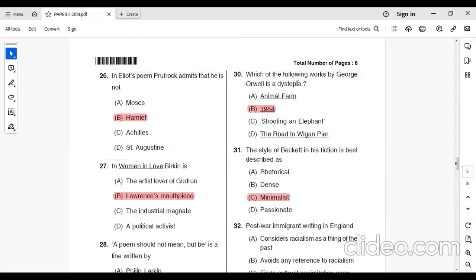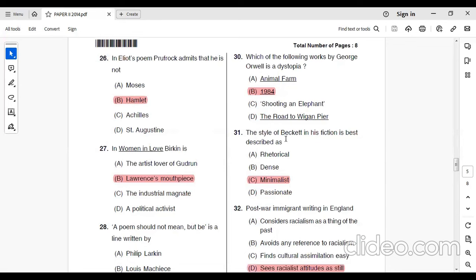Now, question number 30. Which of the following works by George Orwell is a dystopia? Obviously 1984. So dystopian novels portray fictional societies that are marked by traits such as oppression or mass poverty, which brings feelings of fear for the reader. So George Orwell's 1984 is a perfect example of a dystopian novel, because these kinds of elements like oppression and mass poverty can be seen.